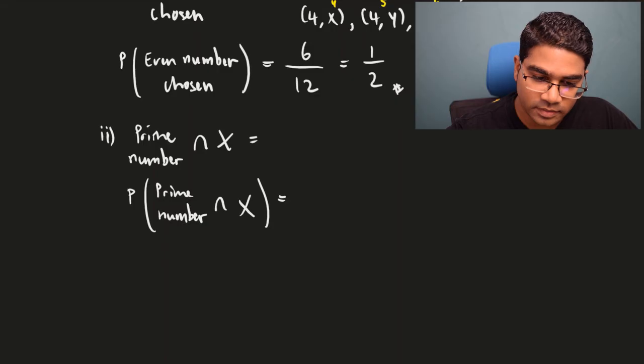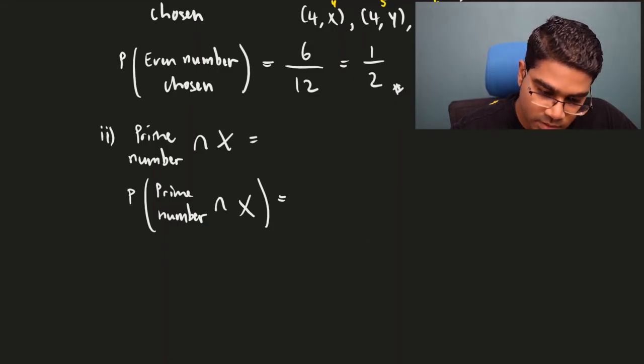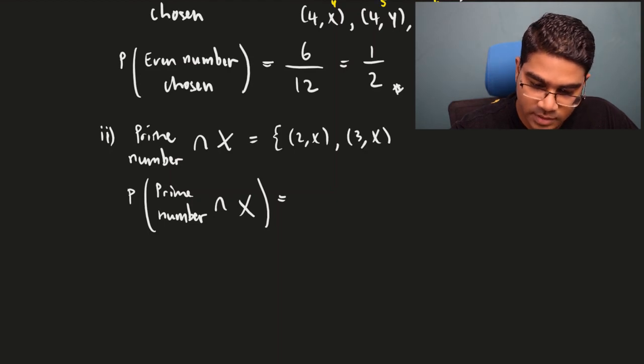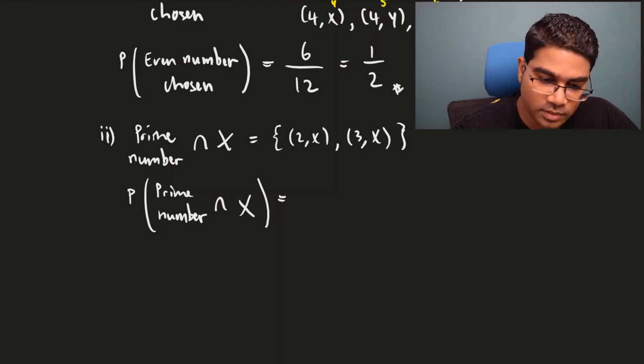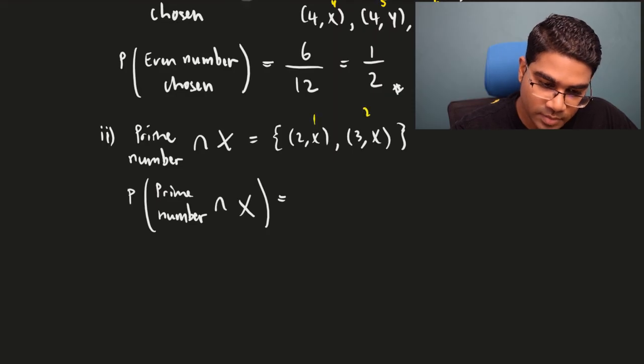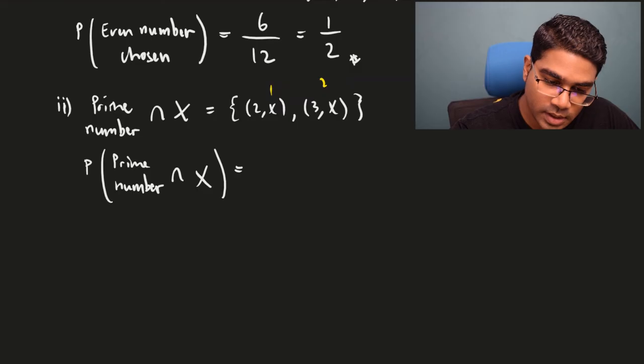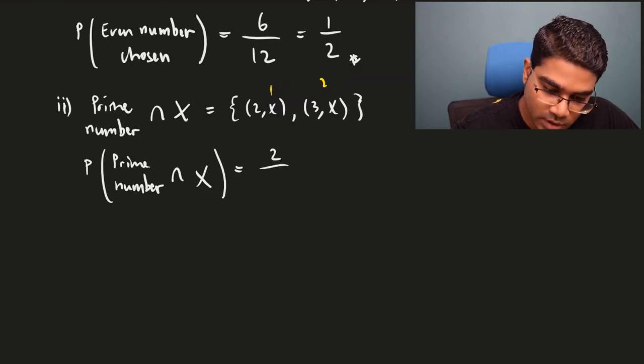So let's list that down first. Again, we use curly bracket, 2x and 3x. So here we only have two outcomes. Now the probability of this happening, the probability of choosing both, is just 2 out of 12, which is 1 out of 6.